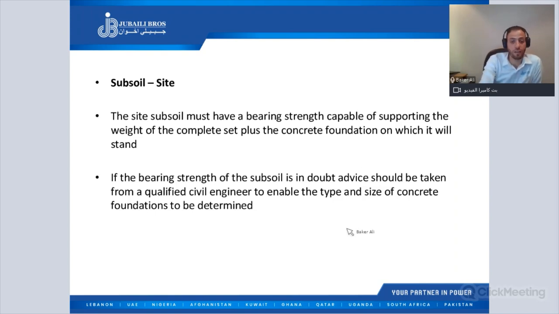If we have any doubt about this soil, advice should be taken from a qualified civil engineer to enable the type and size of the concrete foundation to be determined.